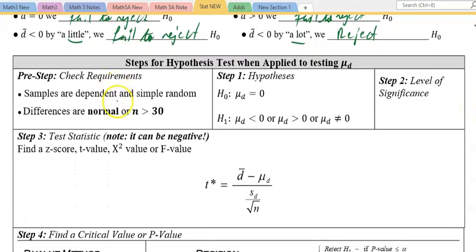The prerequisites, or where you check: the samples are dependent and simple. So they have to be dependent. N is greater than or equal to 30 or normal.